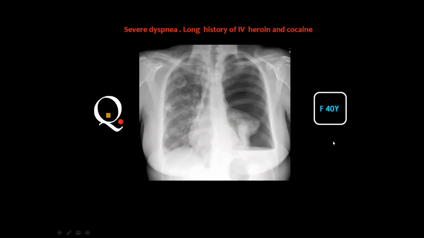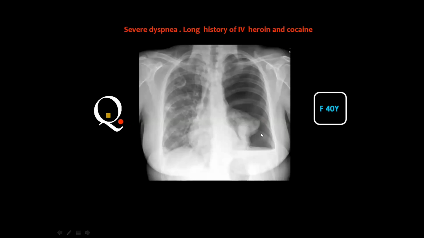Female patient, 40 years old. She presented with severe dyspnea, and she has a long history of intravenous heroin and cocaine intake. Yes, tension pneumothorax. What about the right lung? Yes, and this is right, septic emboli. And of course, you see a pneumothorax on the left side.